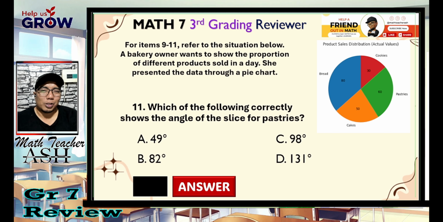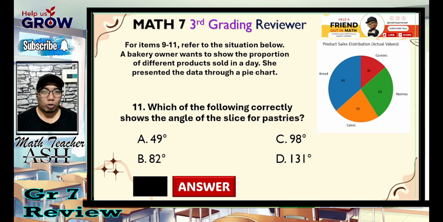Okay, my dear math learners, in order for us to know the portion of the pastries here, we should look first at our data in the given pie chart. So we have here 80, 30, 60, and 50. So 80 plus 30 would give you 110. 110 plus 60 would give you 170. And 170 plus 50 would give you 220. So 220 is the total, and the pastries, which is the question, is 60.